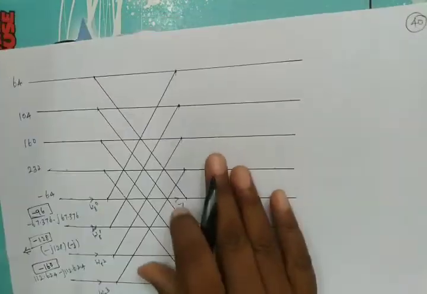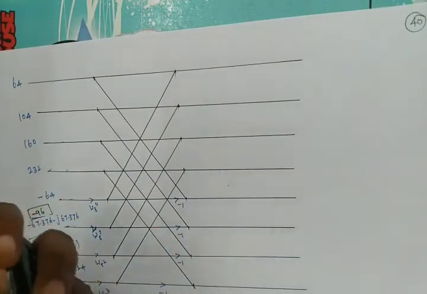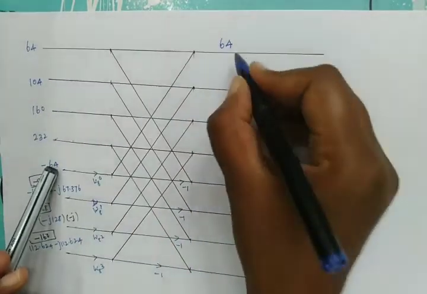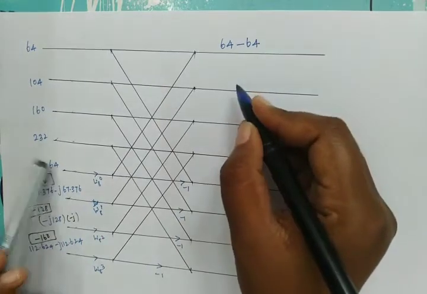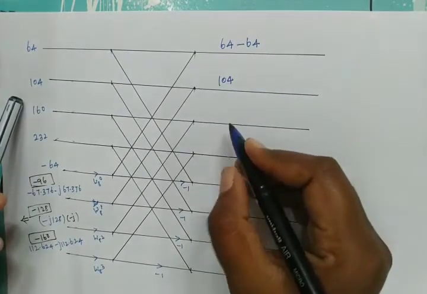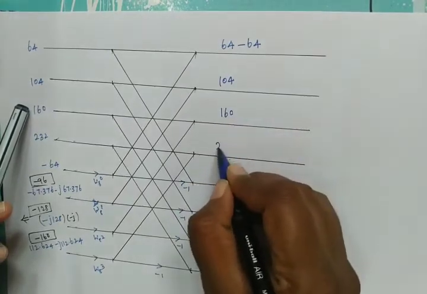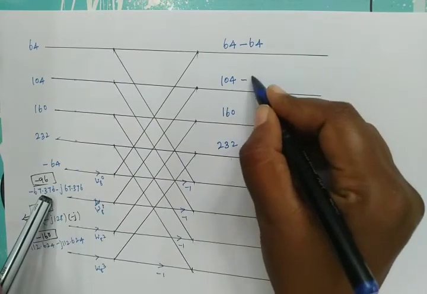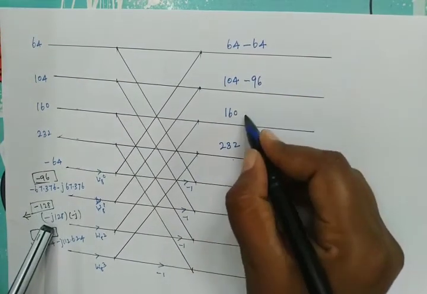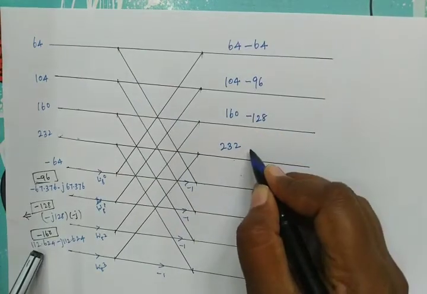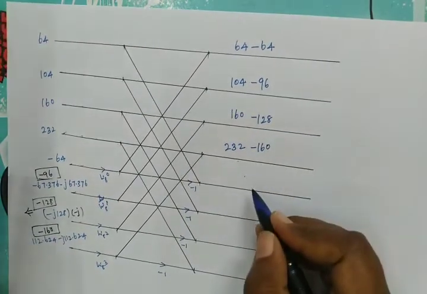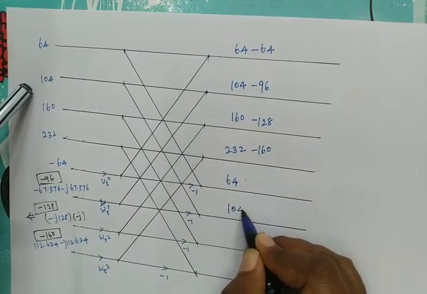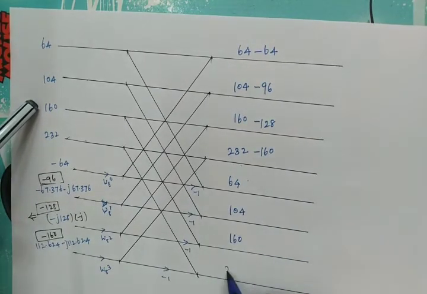Now what we have to do? We can write the answer directly. 64. Here it is 64. Then here we have minus 64. Then here 104. If you feel like you are getting confusion, then you can write the first numbers 232. So write the first numbers, then we can proceed. Your second number is minus 96 and our third number is minus 128 and our fourth number is minus 160. Likewise, here also we can write the first numbers, that is 64. Here we have 64, 104, then 160, then 232.